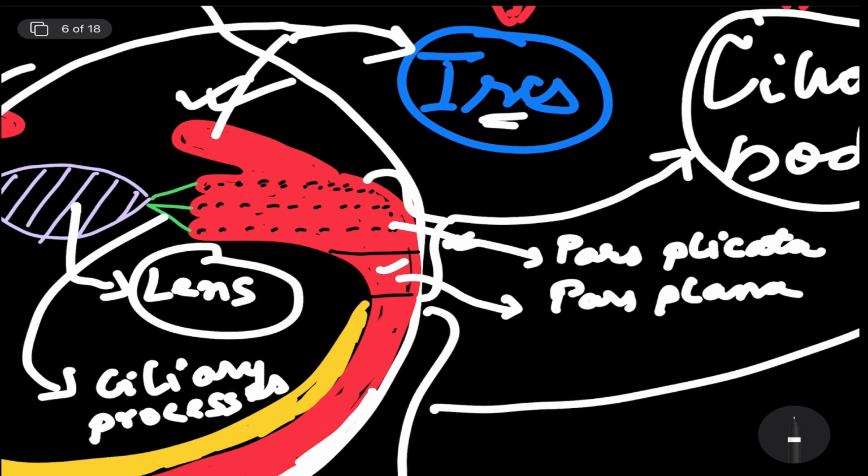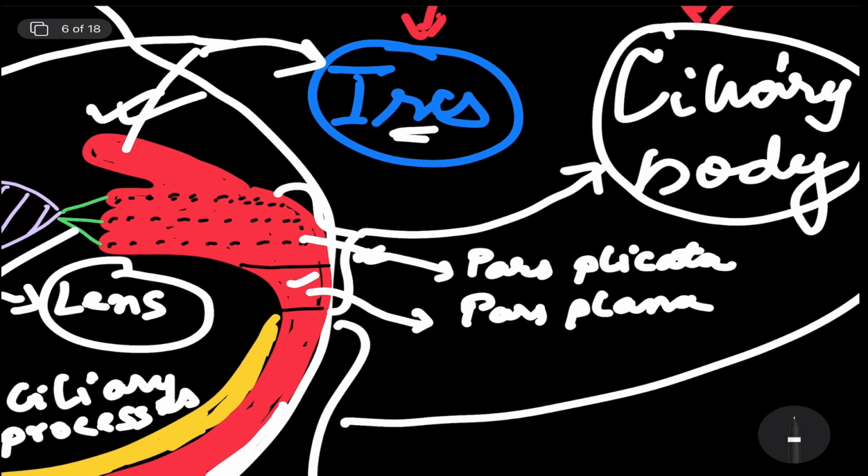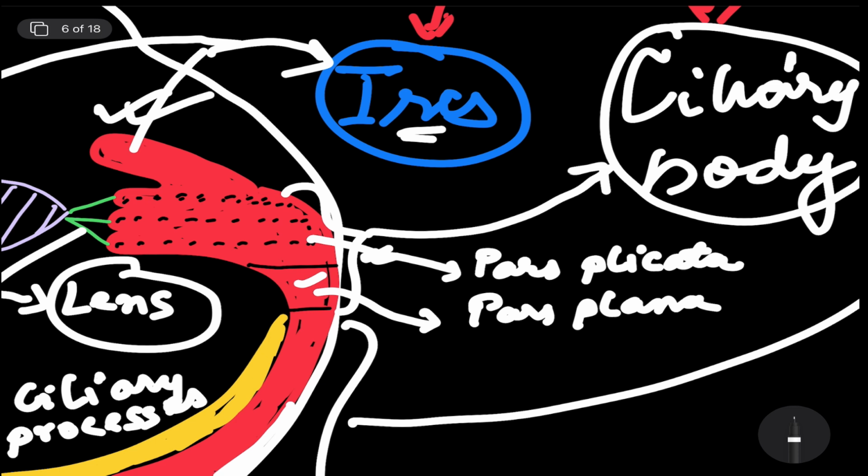Again, whenever anything is given a separate, different name, it is because of some reason. There is some reason behind it. So obviously that means that the pars plicata and pars plana, which by the way, if you are confused, are parts of the ciliary body itself. So the ciliary body has two parts, pars plicata and pars plana.